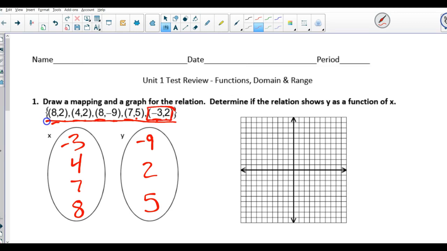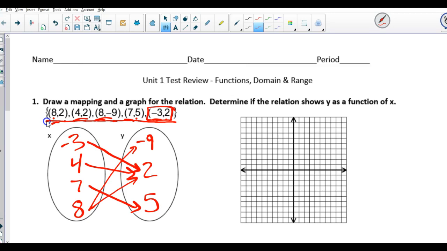And then you just draw the arrows pointing from the x to the corresponding y. So for this one, from -3 to 2, from 4 to 2, from 8 to 2, from 8 to -9, and from 7 to 5. So there's our mapping. The graph, we're going to just plot the points.